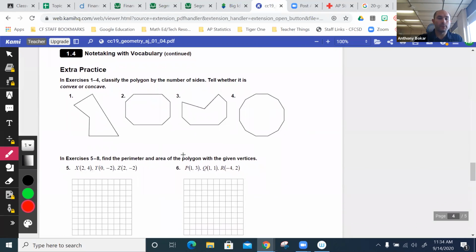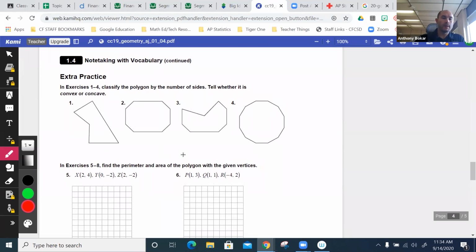Okay, so let's do a little extra practice here. Let's use some vocab. Classify the polygon by the number of sides and tell whether it's convex or concave. So first of all, how many sides does this have? 1, 2, 3, 4, 5. So we can either call this a 5-gon or pentagon. Pentagon is definitely preferred, but you could call it 5-gon or pentagon.